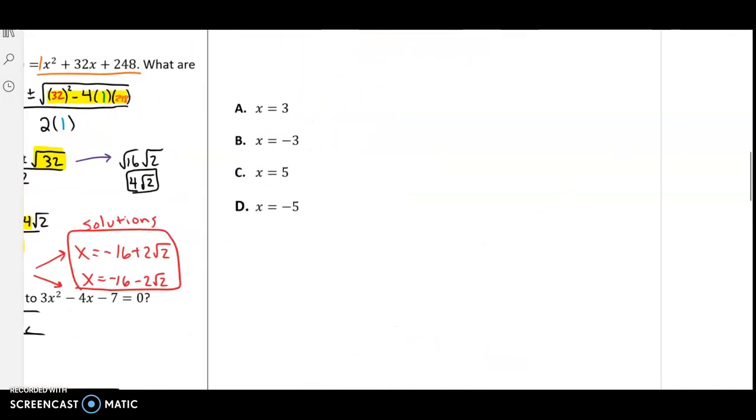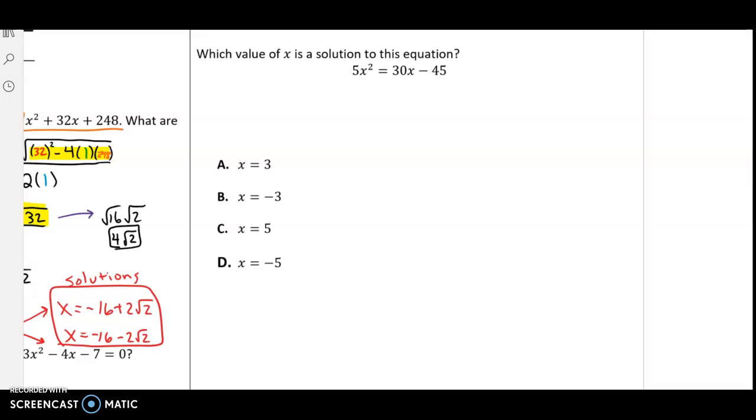Last one. On this one, guys, remember everything has to be on the left side with a 0 on the right side. So these two need to move over to the left. And when they do, their signs will change. 5x squared stays the same, but when 30x moves to the left, it now becomes negative 30x. And when negative 45 moves to the left, it becomes positive 45. And now there's nothing over here, and we can identify that our A is 5, our B is negative 30, and our C is 45. Now I'd like you to take a minute to pause this video and try this problem on your own.